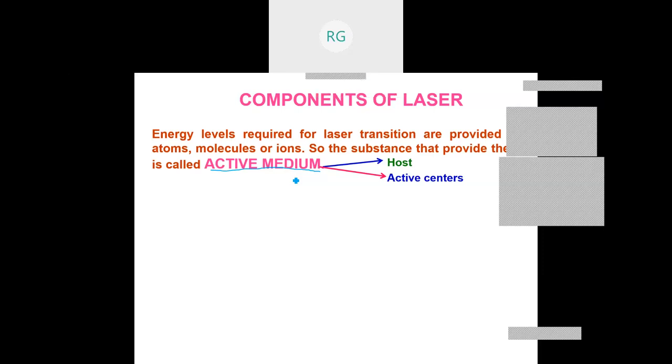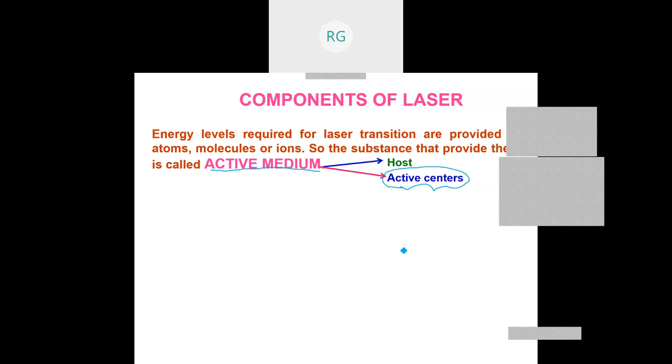Therefore, a host is a material or a crystal lattice, and active centers are simply the dopants or the impurities we add. Remember that the host will not make any important contribution to the lasing action, because the active centers are responsible for providing metastable states, and metastable states will be populated, giving you population inversion.